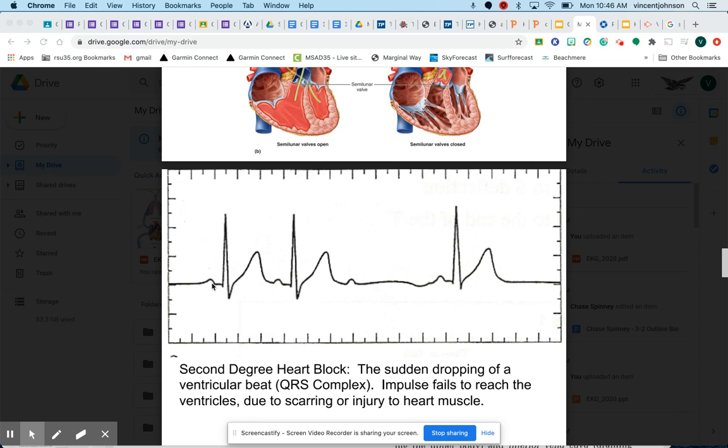So here we can see an EKG where we have a P wave, QRST, P wave, QRST, QRS, and then T. A P wave, no QRS complex or T wave, and then it will start up again, P wave, QRST. It's called a second-degree heart block, and this is when the ventricular beat completely disappears. So this is showing that an impulse is actually failing to reach the ventricles. This is usually due to any sort of scarring within the muscle tissue.